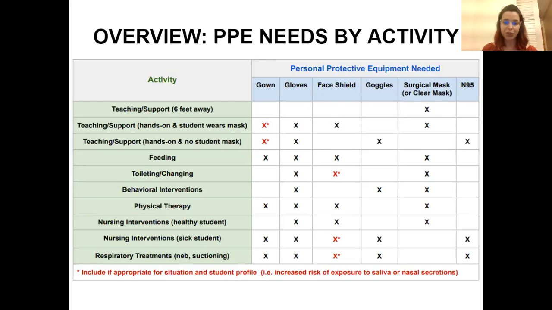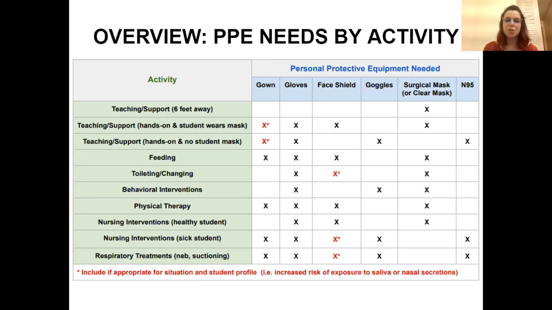Toileting or changing a student, you're going to want to wear gloves, a face shield if there is that high risk of respiratory secretions, or also a surgical mask or clear mask, depending on the situation or the student population. Behavioral interventions, you should be wearing gloves, goggles, and the clear or surgical mask. Physical therapy, we recommend wearing the gown, gloves, face shield, and clear or surgical mask.